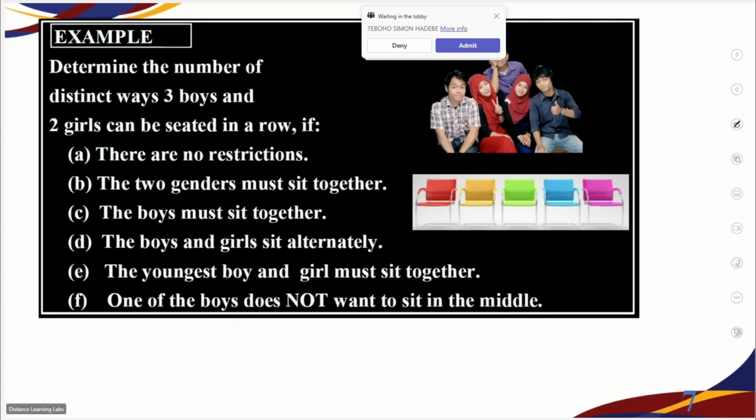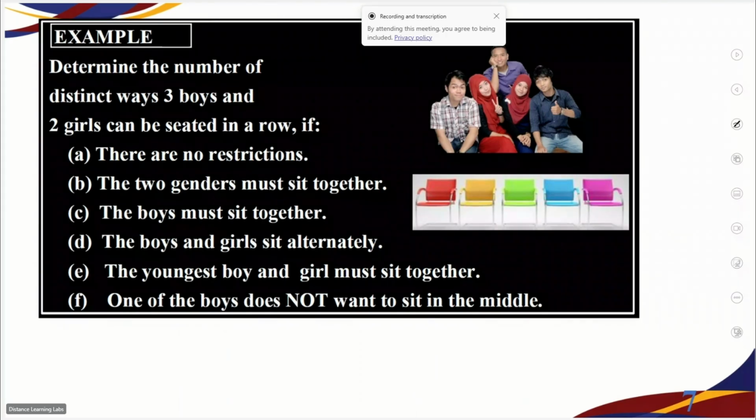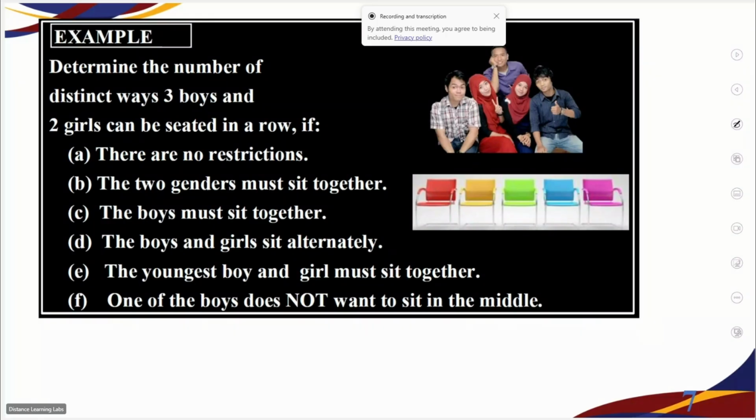Because there would be times when there are 5 people, but there are only 2 chairs to be competed for. So the number of people does not give us the number of spaces, but the number of chairs that they are going to occupy gives us the number of spaces that you are going to create. Number 1, there are no restrictions. There are 5 of them. There are 5 chairs. Therefore, we open 5 spaces. 1, 2, 3, 4, 5.